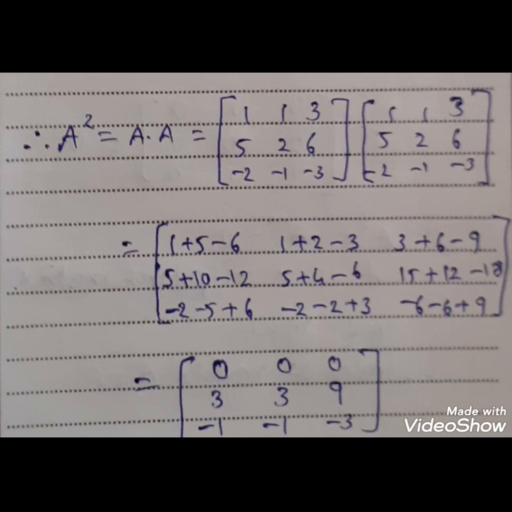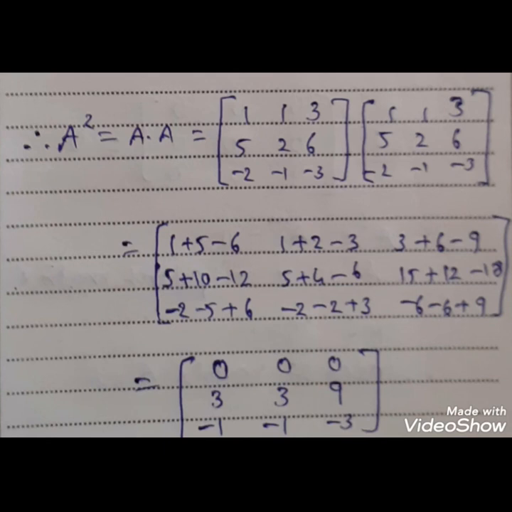Second row with the first column: 5 into 1 is 5, plus 2 into 5 is 10, plus 6 into minus 2, minus 12. So 5 plus 10 is 15, minus 12, that is 3. Now second row multiplied with second column: 5 into 1 is 5, plus 2 into 2 is 4, plus 6 into minus 1, minus 6. So 5 plus 4 minus 6, that is 9 minus 6, we get 3, that is the second element of the second row.